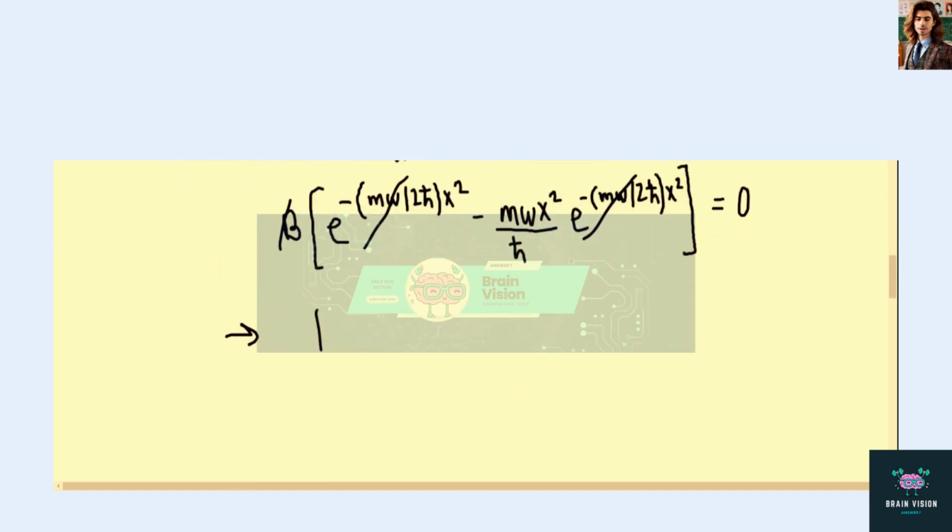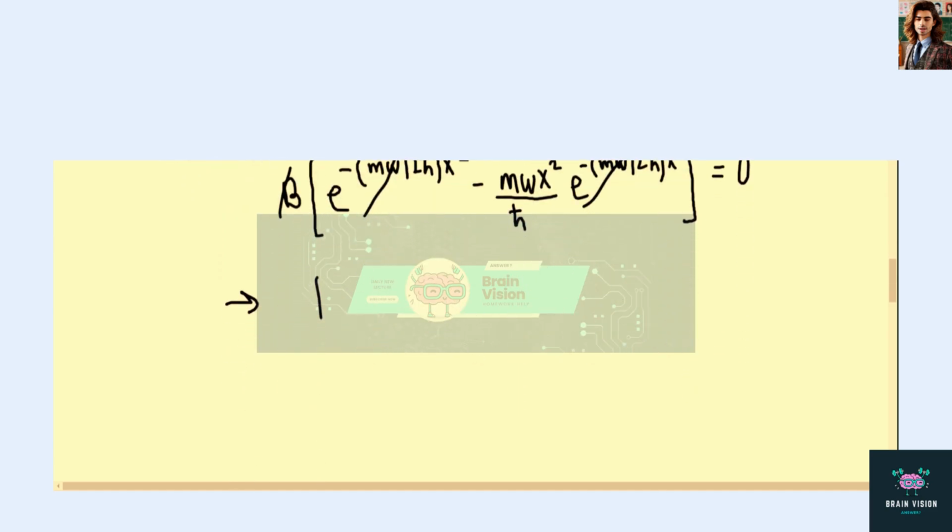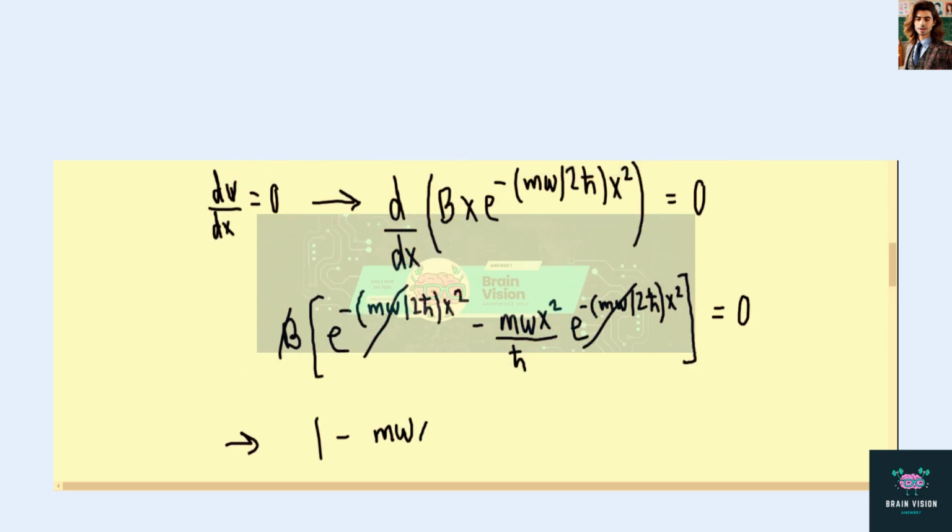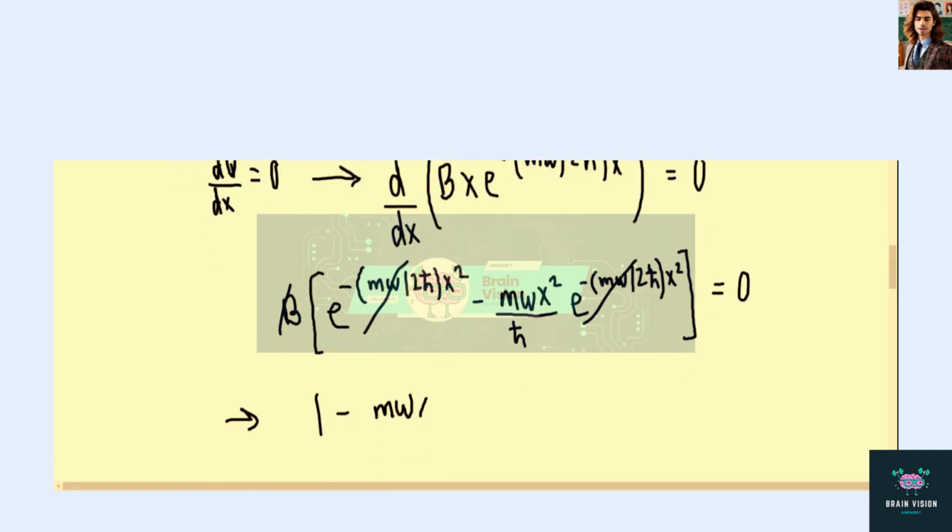And what we obtain is just a simple equation, because notice b goes away. It doesn't really help us in this equation. Also, the exponential function doesn't. So what remains is an equation that's a quadratic in x.